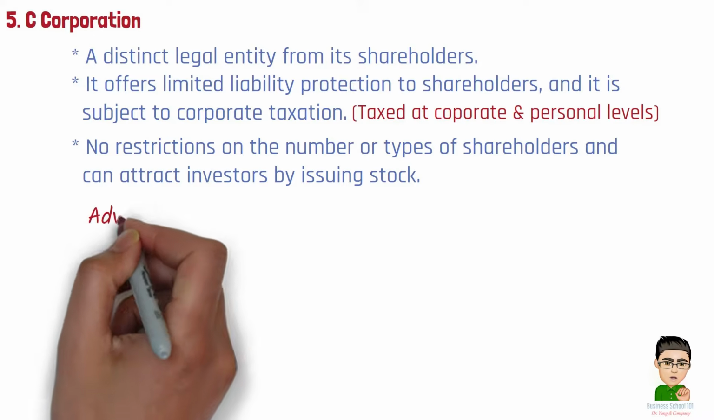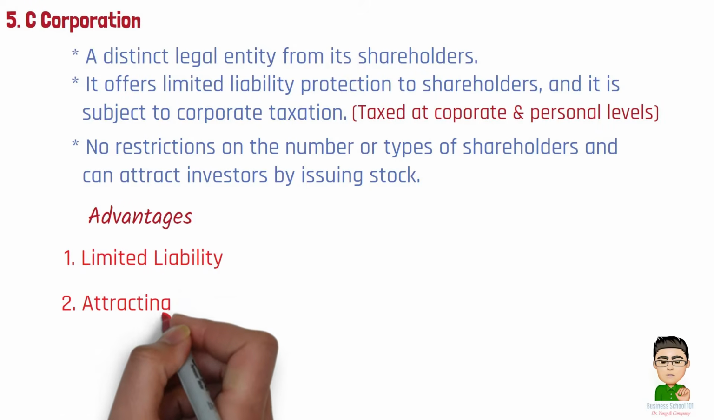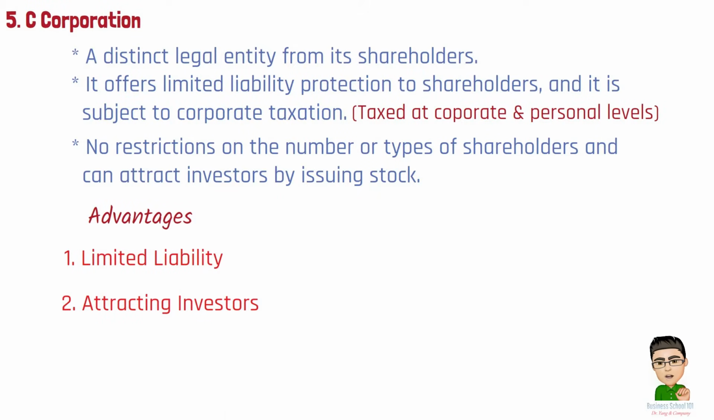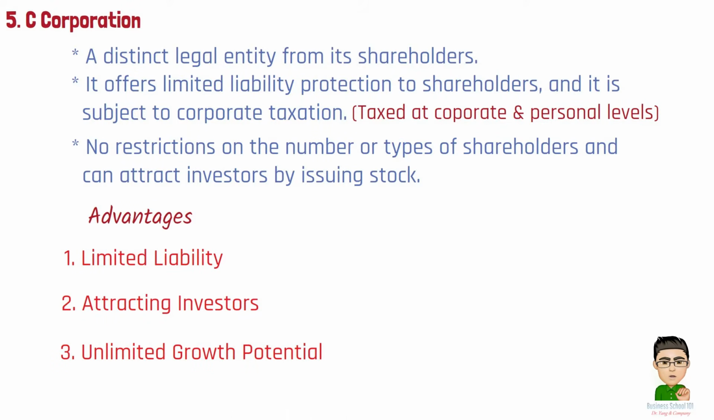The advantages of C corporation include: Number 1. Limited liability. Shareholders have limited personal liability. Number 2. Attracting investors. Ideal for businesses seeking to raise capital through the sale of stock. Number 3. Unlimited growth potential. No restrictions on the number or types of shareholders.